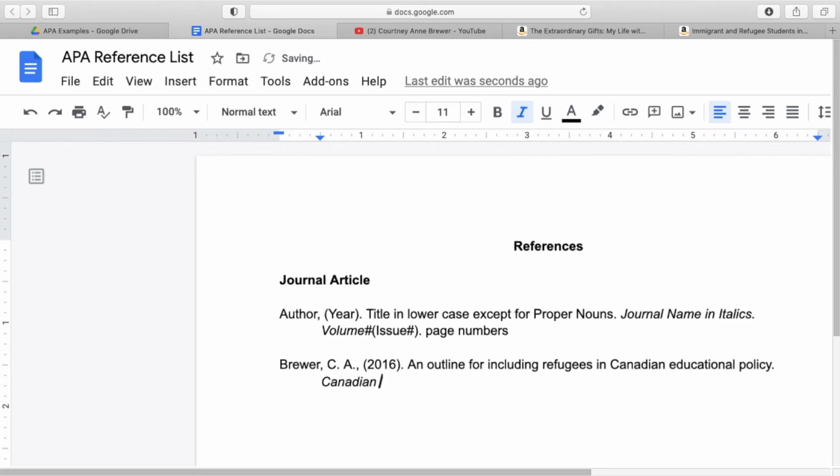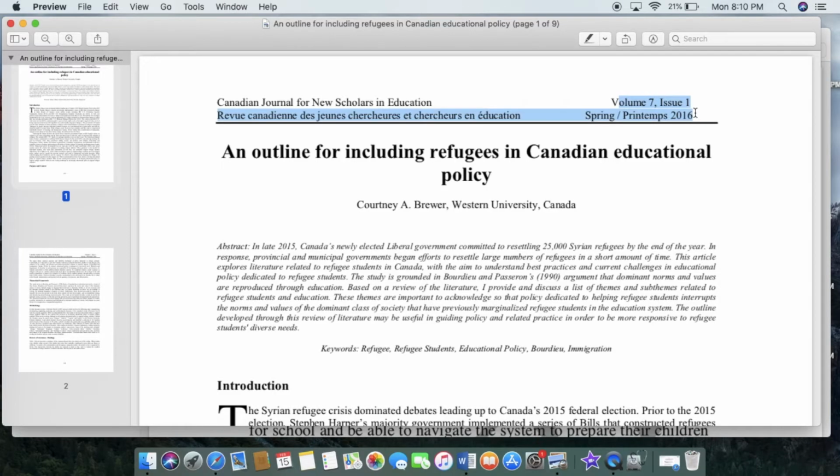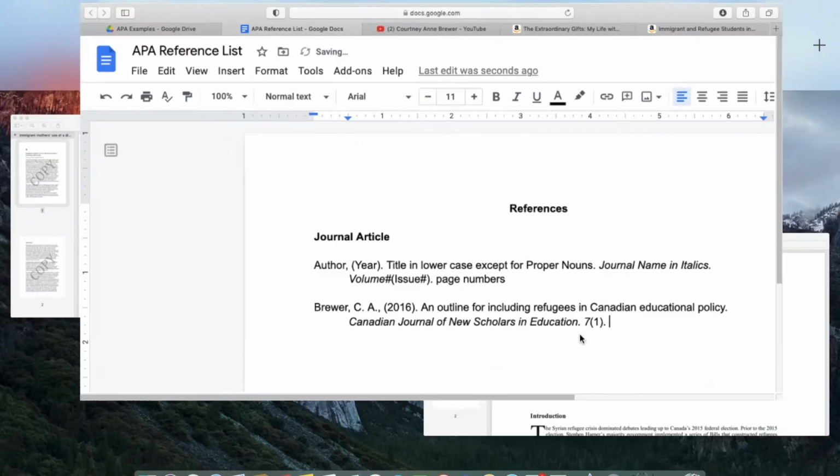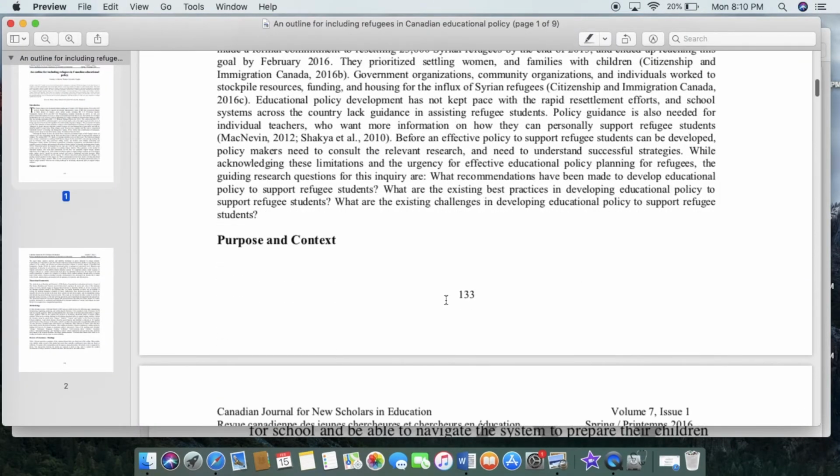And then in italics, you're going to write the name of the journal and then take a look at the journal to find out the issue and volume number. The volume number is going to be in italics as well. The way that I like to remember this is that we had the journal in italics, and so the next thing is also in italics. So the italics kind of stick together. So we have volume 7, issue number 1, and then your page numbers.